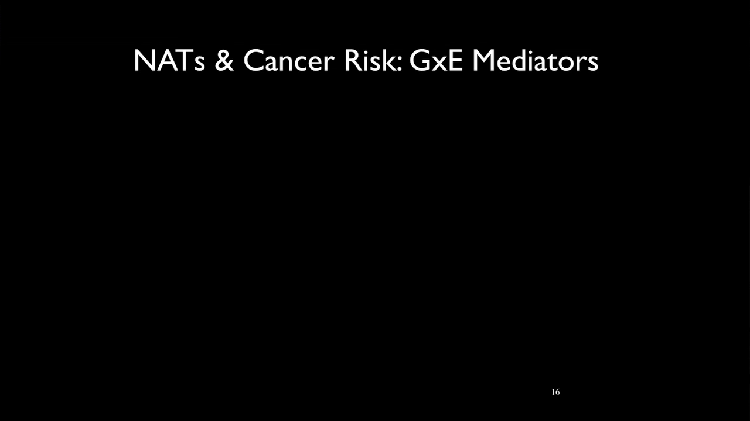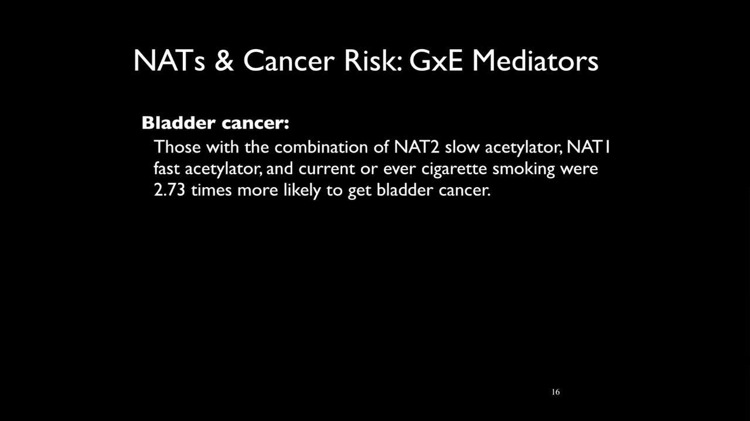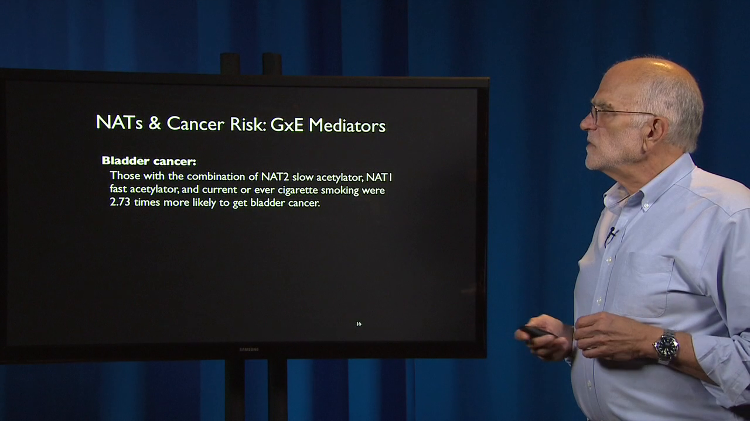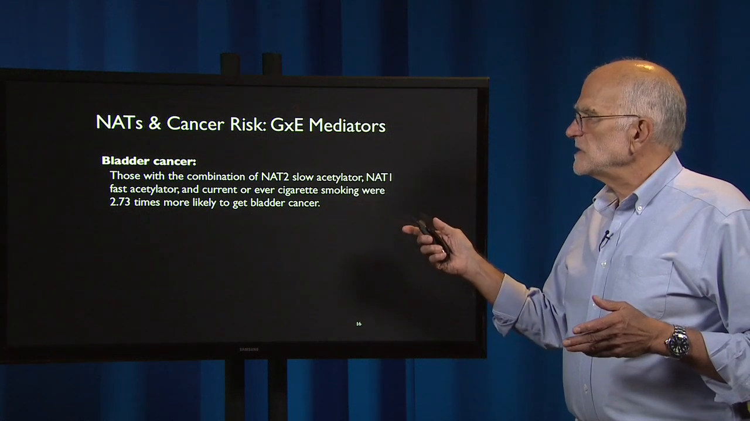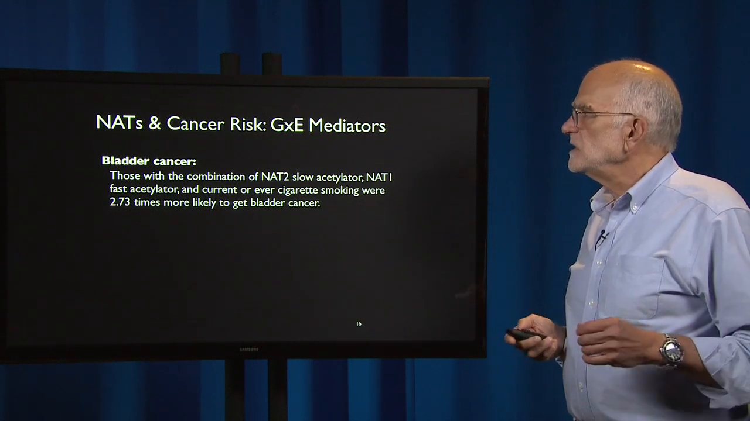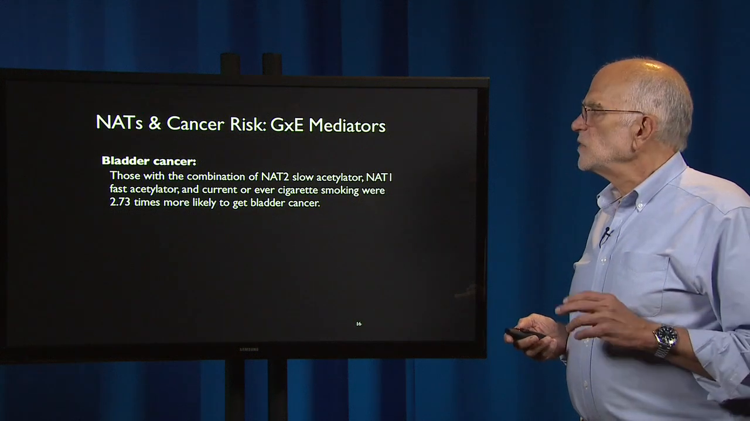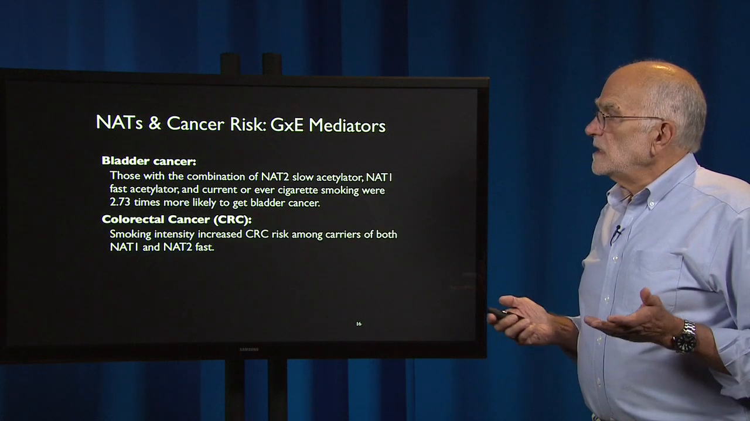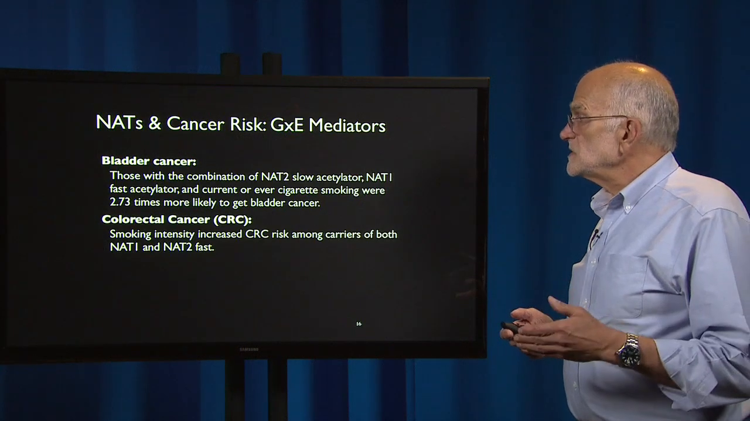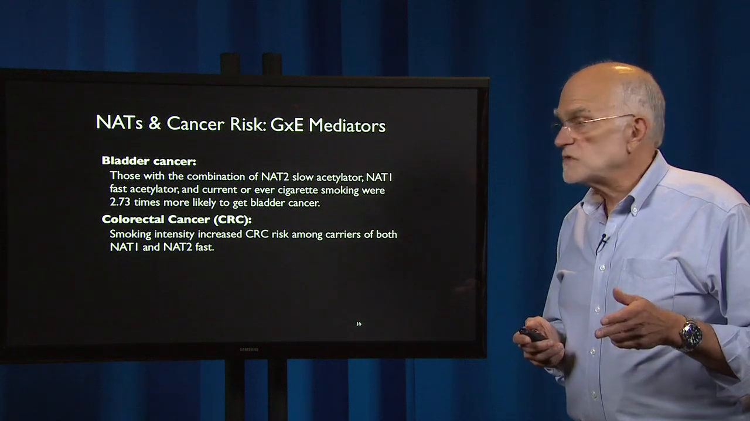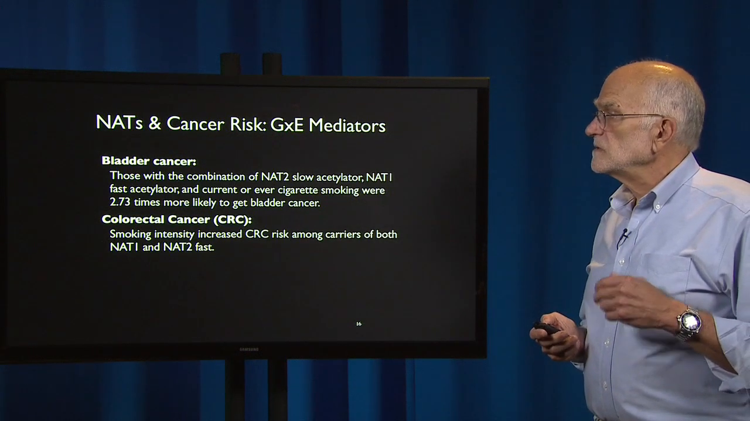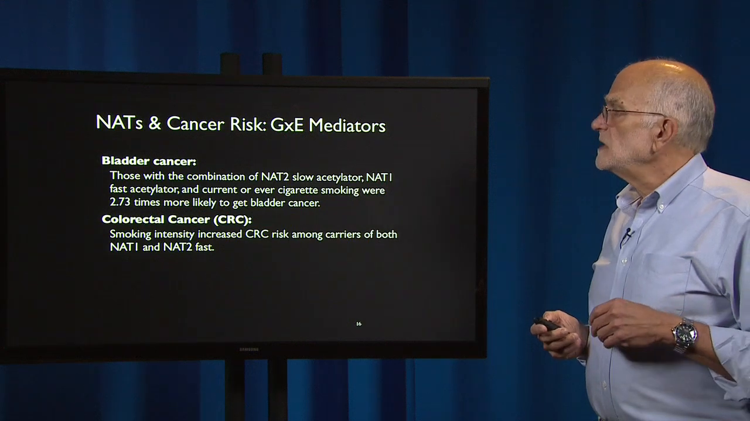A good example of the interactions of genes and environment in determining disease risk is that of the N-acetyltransferases and cancer risk. We saw that with bladder cancer, where those with a combination of the NAT2 slow acetylator, the NAT1 fast acetylator, and current or ever cigarette smoking were 2.7 times more likely to get bladder cancer. For colorectal cancer, smoking intensity increased cancer risk among carriers of both NAT1 and NAT2 fast acetylators much more than in those who did not have those.